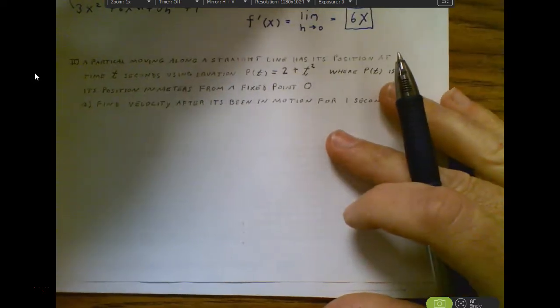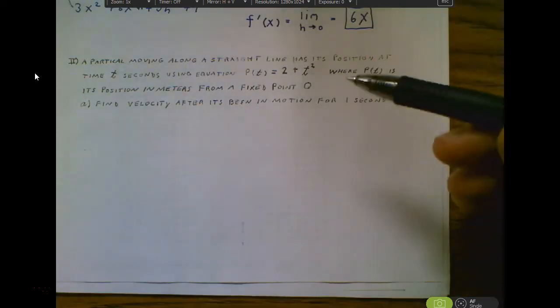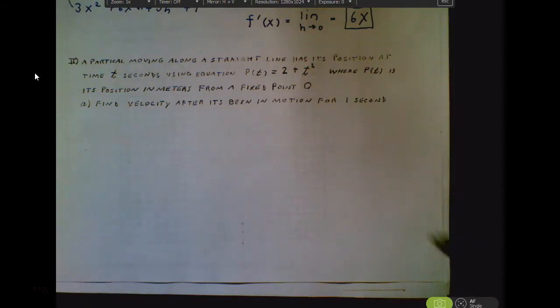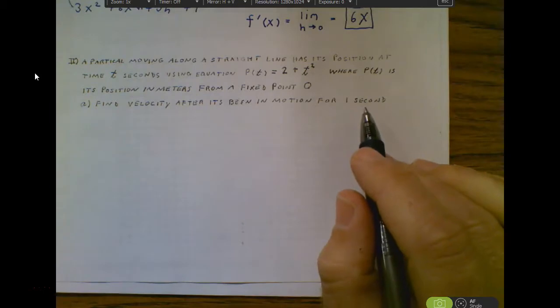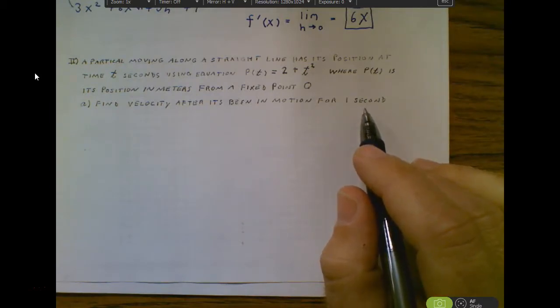So you can see this one more time. Again, I have 2 plus t squared as the function. And just to go through this one a little quicker, I'm looking for the velocity at the point where t is 1, so at 1 second.